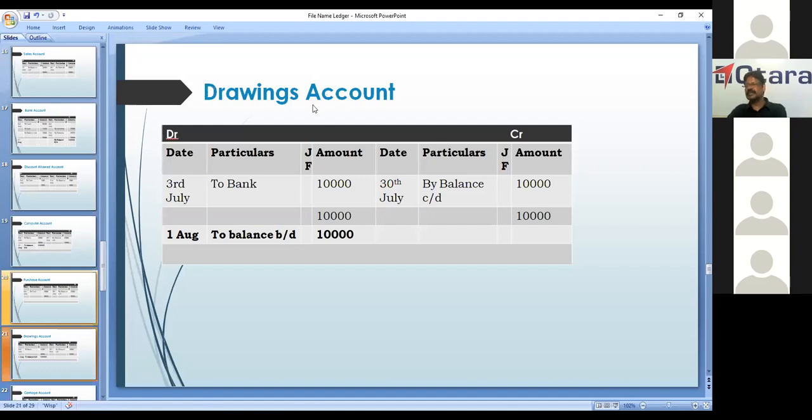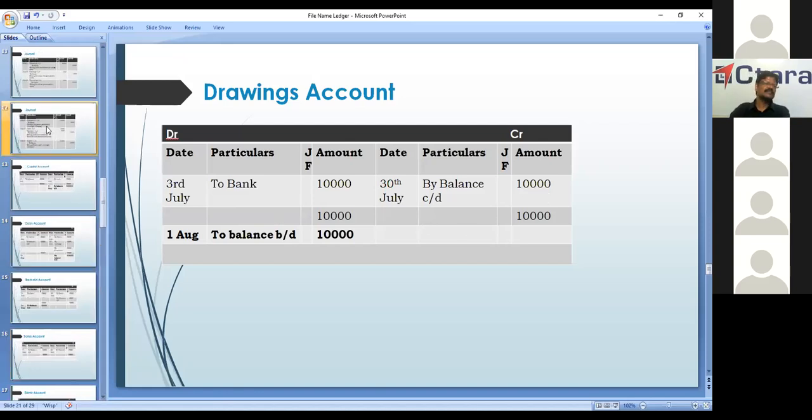Drawings account, we are opening the ledger. Here drawings account is a debit item. Go to the debit column and put the amount 10,000. Okay, withdrew through bank, so you have to write the details: to bank, how much? 10,000. The other side is nothing, so we have to balance the account with the same amount. So drawings account, debit side, to bank 10,000. By balance, credit 10,000. Balance 10,000 and 10,000. Okay.